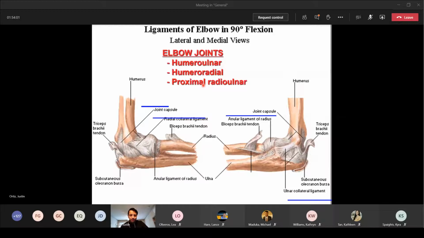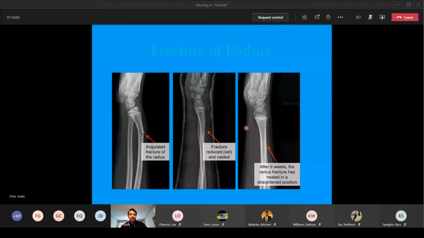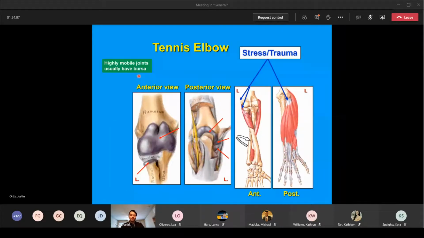Okay, and then for this one, that's weird. Hold on. Okay. For this one, just note that bursae are usually in highly mobile joints. Like we talked about some of the bursae in the shoulder. You also have some in the elbow as well, which help make sure that your muscle is not just scraping across your bone, right? So just note that. That's about it for this one.